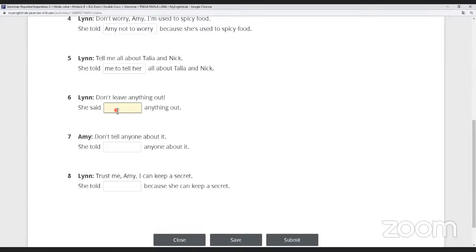Okay, how about number 6? Don't leave me anything out. All right. She said to not leave anything out. Is that the structure? Not to leave. Okay, not to leave anything out.